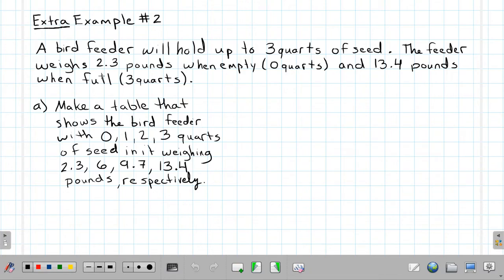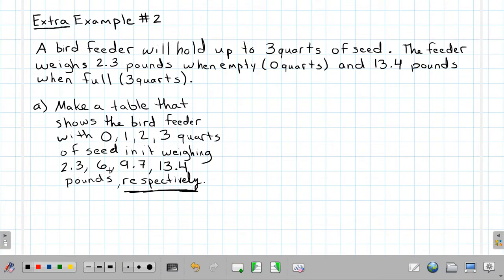So what I mean by that is, in this example, we have a bird feeder that will hold up to 3 quarts of seed. The feeder weighs 2.3 pounds when empty, which means there's 0 quarts of birdseed, and 13.4 pounds when full, okay? So that means if it holds up to 3 quarts, if it's full, it has 3 quarts. So in this case, they want us to make a table that shows the bird feeder with 0, 1, 2, and 3 quarts of seed in it, weighing 2.3, 6, 9.7, and 13.4 pounds, respectively. So before we make this table, we need to know, what does this word respectively mean?